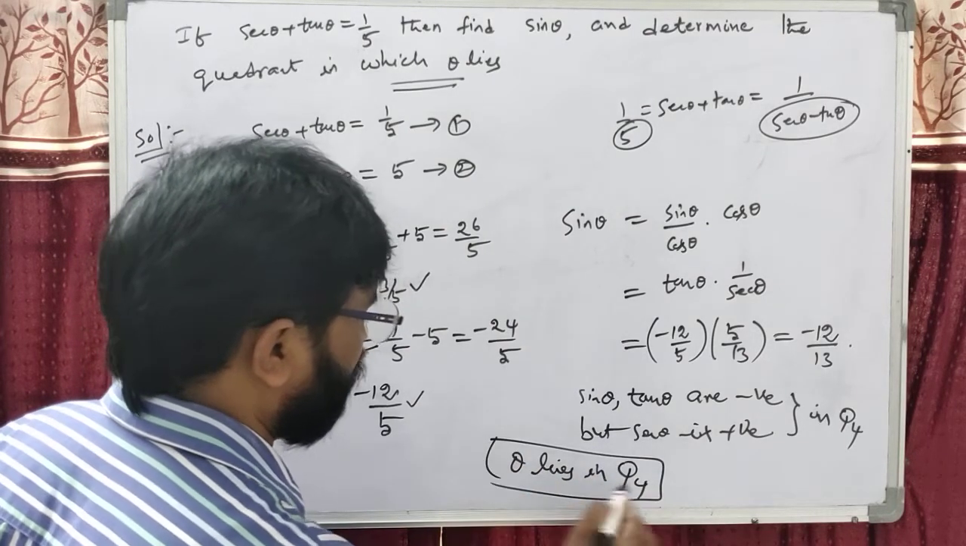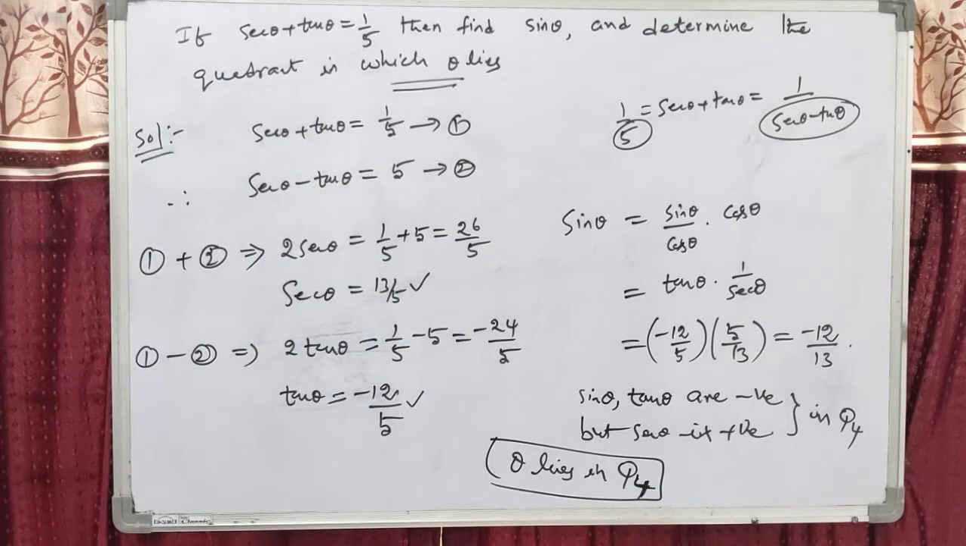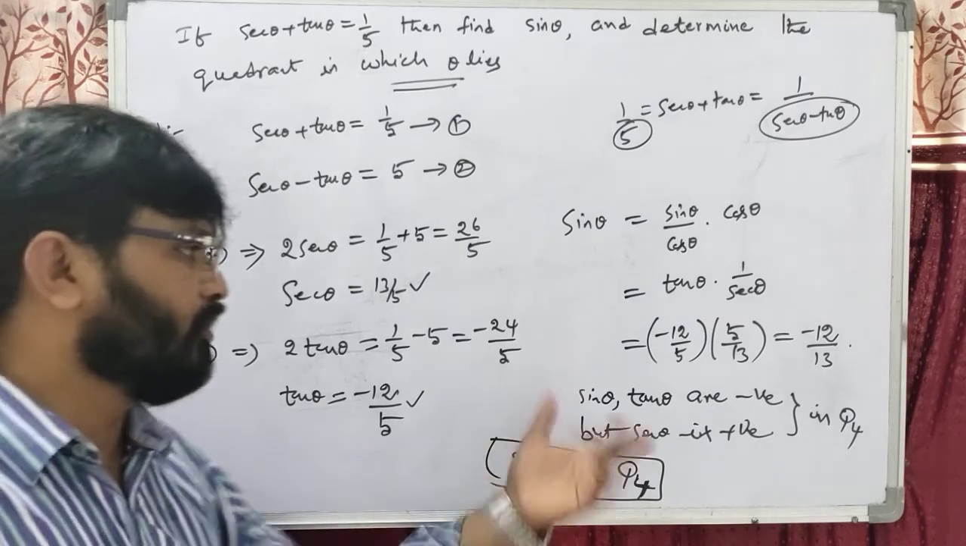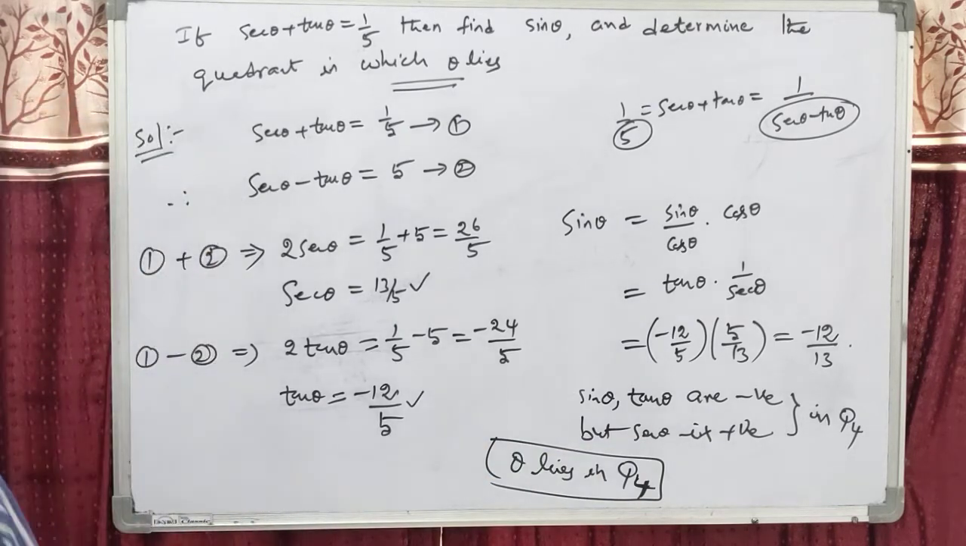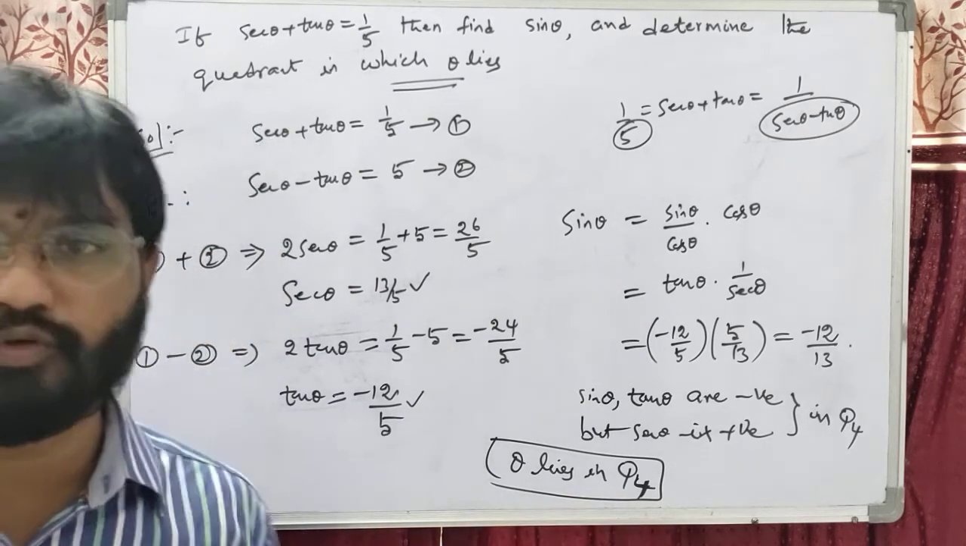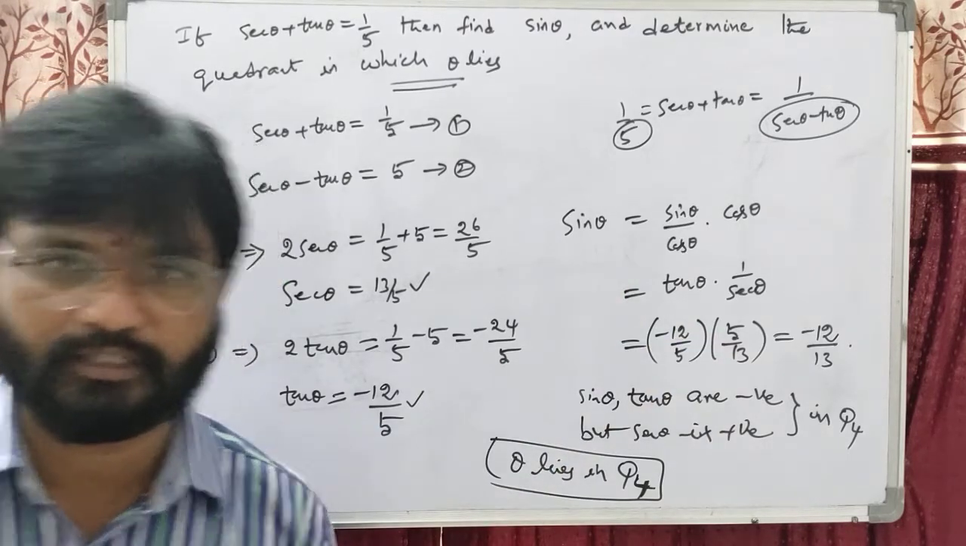We can find out that theta lies in the fourth quadrant, because secant is positive, tan is negative, and sine is also negative. So determining the quadrant in which theta lies means theta lies in the fourth quadrant. The value of sine theta is minus 12 by 13. Okay students?